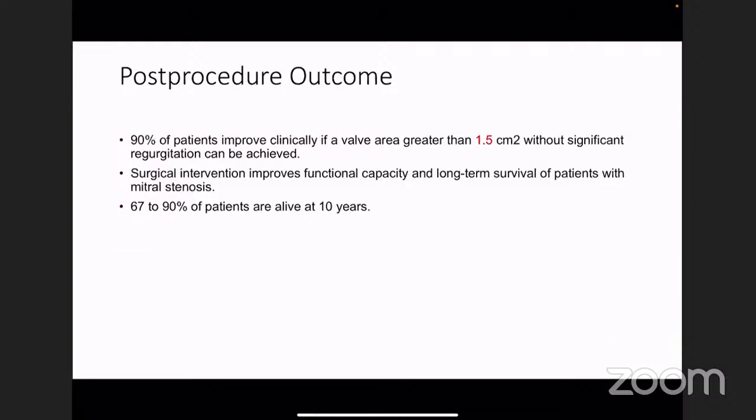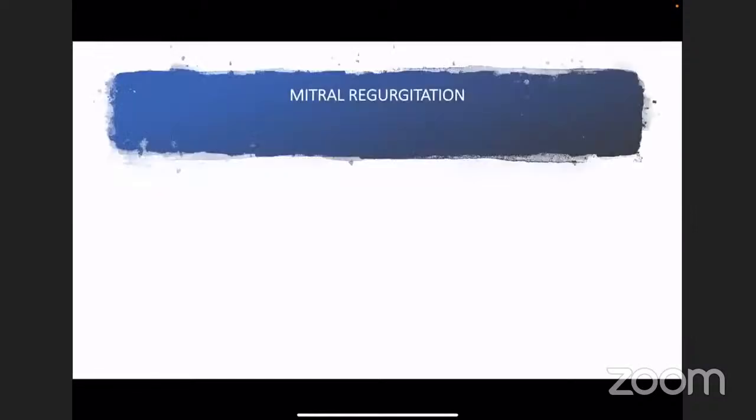Post-procedure outcome: 90% of patients improve clinically, and a valve area greater than 1.5 centimeters squared without significant regurgitation can be achieved. Surgical intervention improves functional capacity and long-term survival of patients with mitral stenosis. 67 to 90% of patients are alive at 10 years.